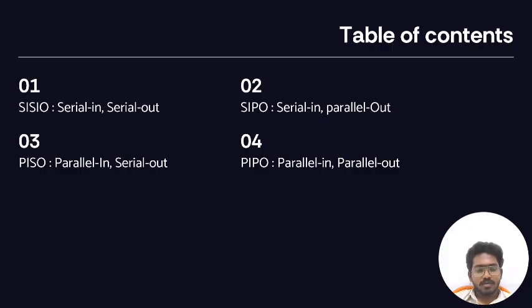Here we have four topics. First one, SISO, serial in, serial out. Second one, SIPO, serial in, parallel out. And the third one, PISO, parallel in, serial out. And the fourth one, PIPO, parallel in, parallel out.